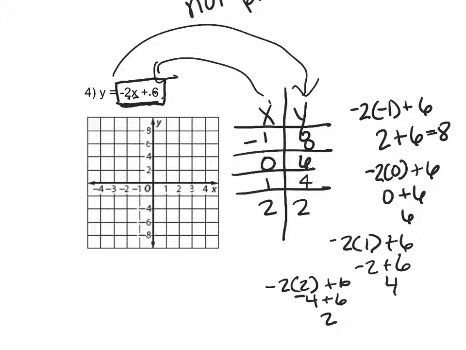So then I would graph these: negative 1, 8; 0, 6; 1, 4; 2, 2. Graph those, and I would say it's not proportional. Okay? So let me stop the video and then I'll answer any more questions we have, okay?